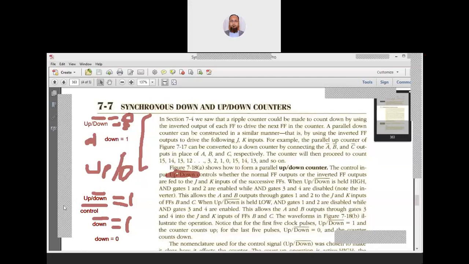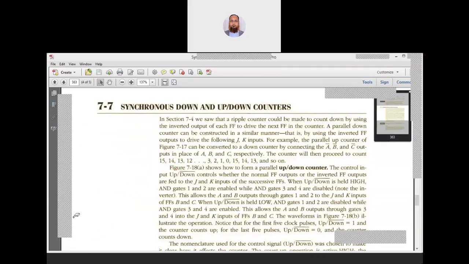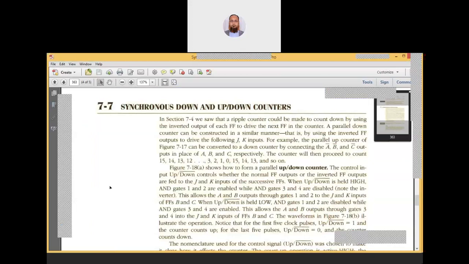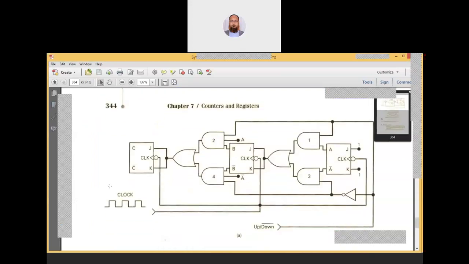Instead of wasting time reading this whole theory, we can go to the circuit directly. Let me remove these drawings. So this is the circuit. It may look a bit complex, but this is the circuit of the up-down counter.